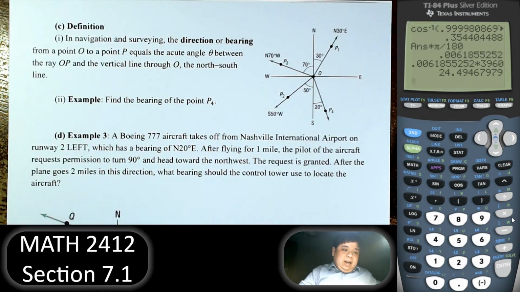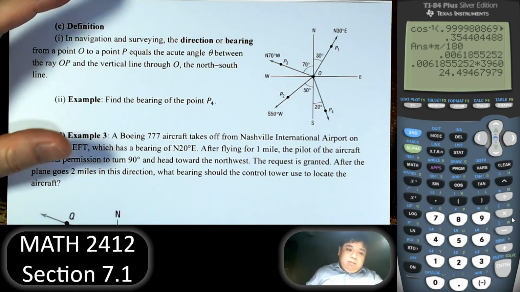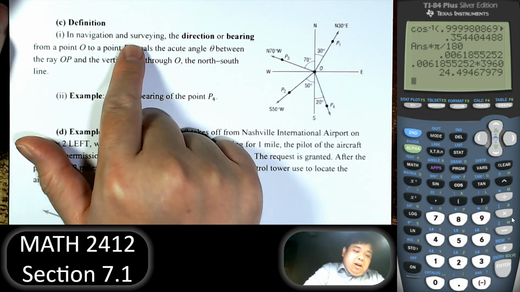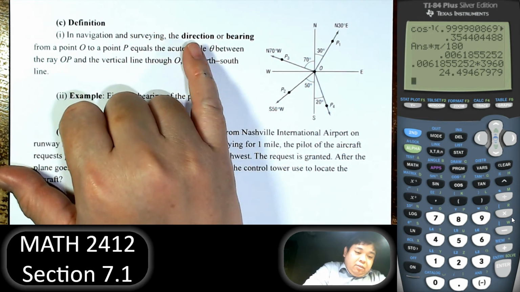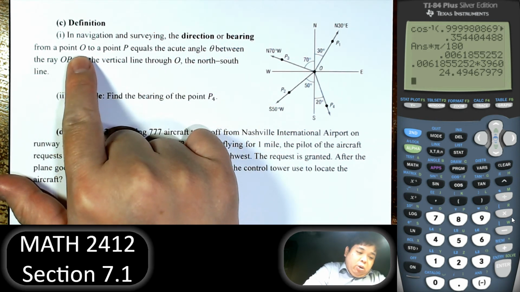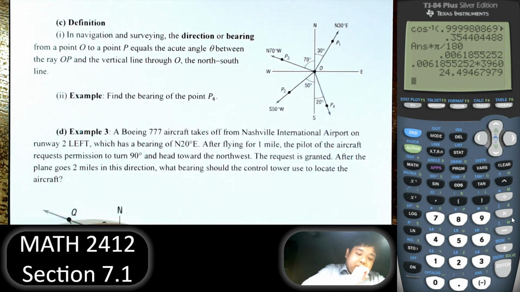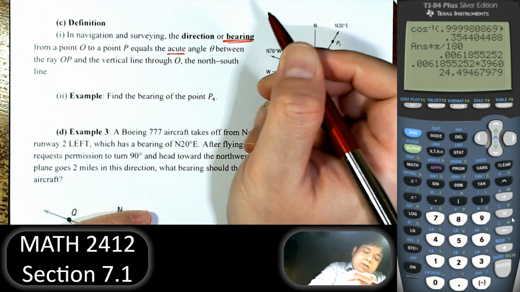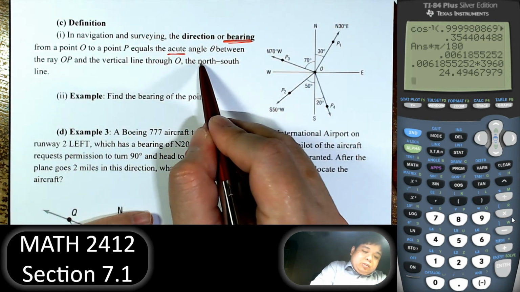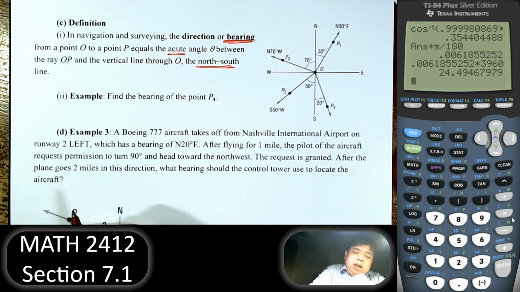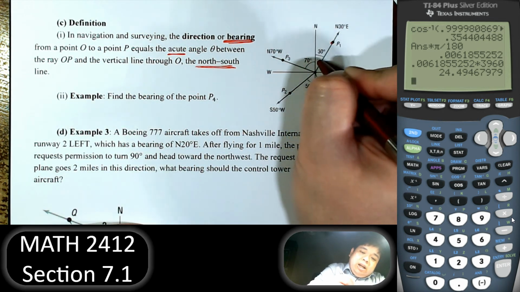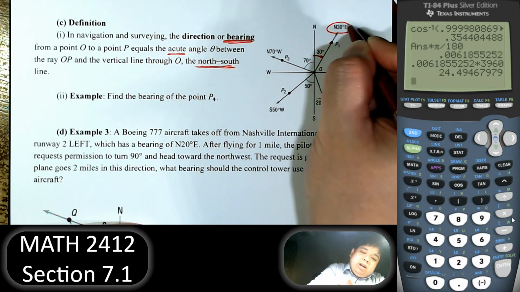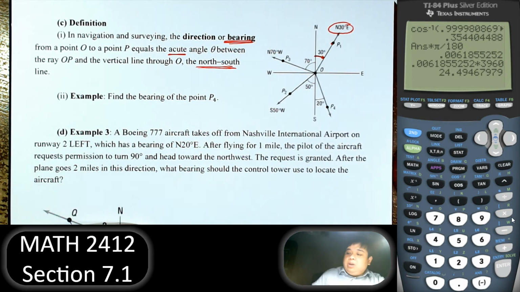Right, next we have what we call the bearing. In navigation or surveying, the directional bearing from a point O to a point P is the acute angle. First of all, the bearing is the acute angle from the north-south line. So for example, for this P1 here, from the north we go 30 degrees east, so this is the bearing of that point, north 30 degrees east.